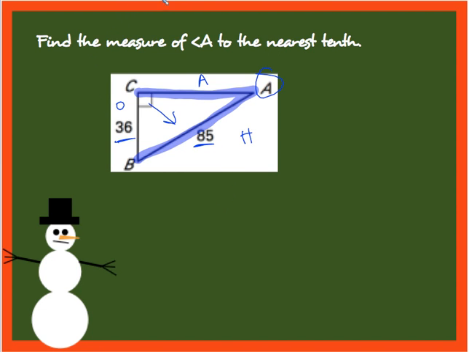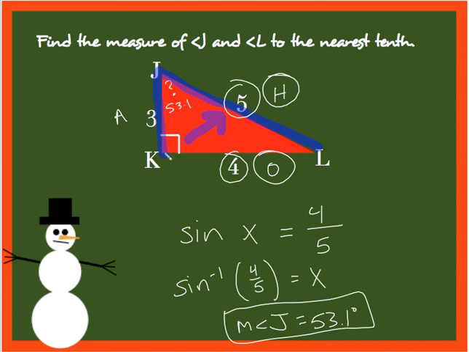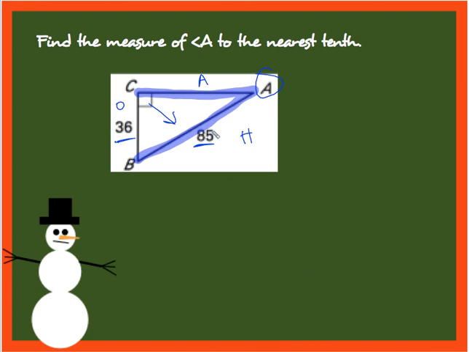Now on the last one, you could have done any of them because you had all three sides given to you. On this one, you only have the opposite and hypotenuse. So you have to think which trig ratio is opposite and hypotenuse, and that is sine. If you remember SOHCAHTOA, it would help you greatly.